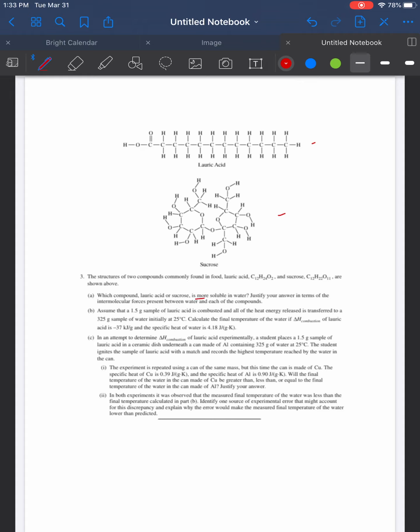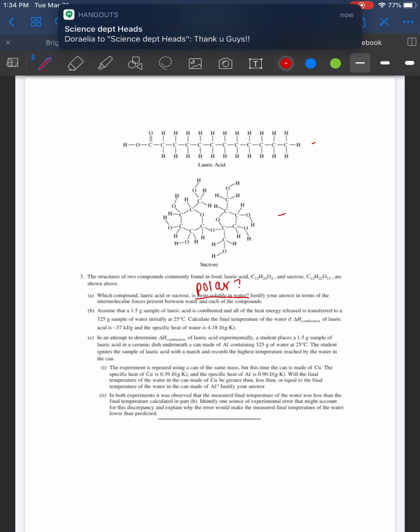Okay, so when reading this question, you see that it's more soluble in water. The first thing that you should have recalled is, again, a little thing we covered in the previous video, like dissolves like. So it's asking which of the two is considered to be more polar. Then it says justify your answer in terms of the intermolecular forces present between water and each of the compounds. Okay, so let's look at what intermolecular forces are present.